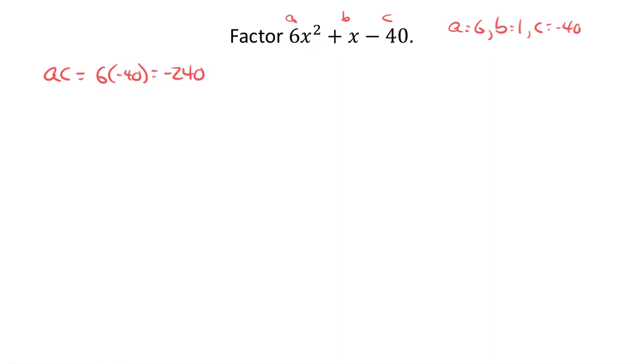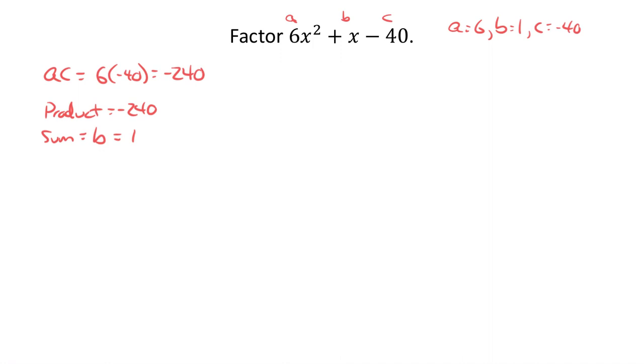Our goal now is to find two numbers that when multiplied together, the product will be negative 240, but their sum will be the number that's in the middle. It's the B value, which in our case is 1. So we can find different numbers. I prefer just to find pairs of numbers that multiply to give me 240, and then the difference between them is going to be 1. We say the difference because we have a product that's a negative value.